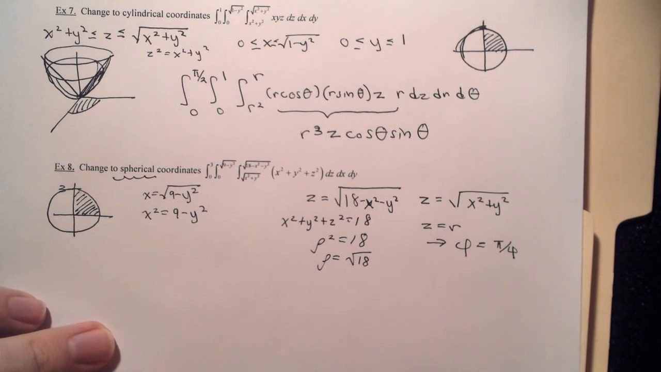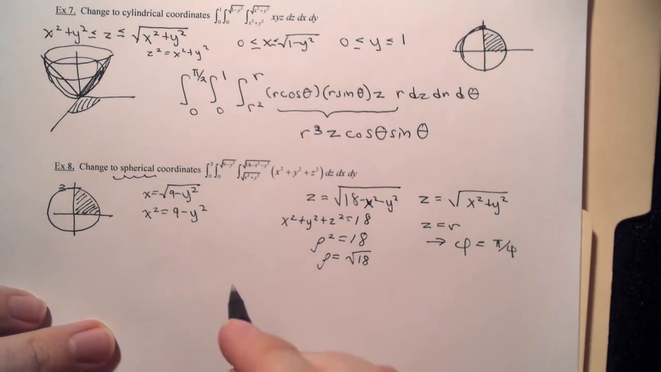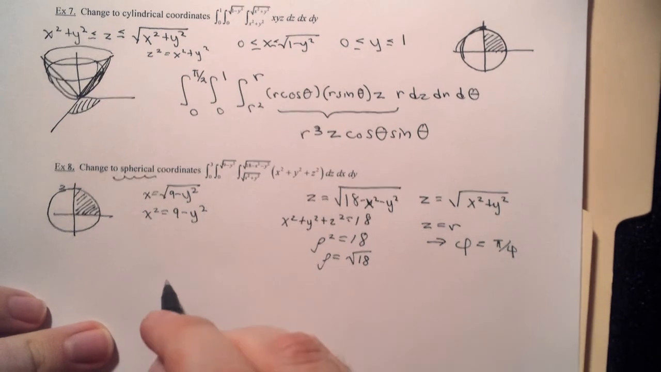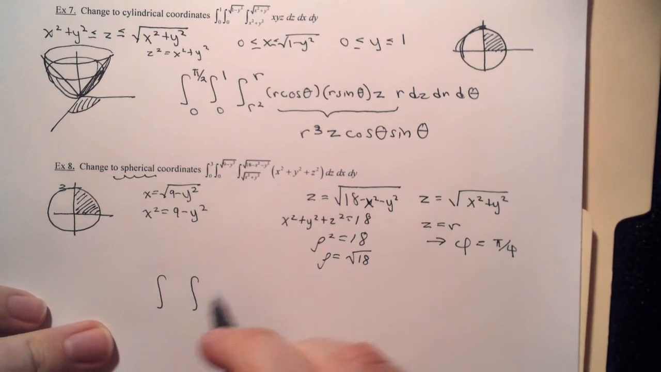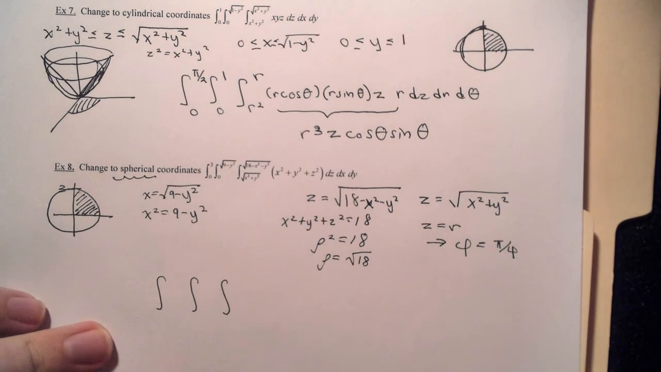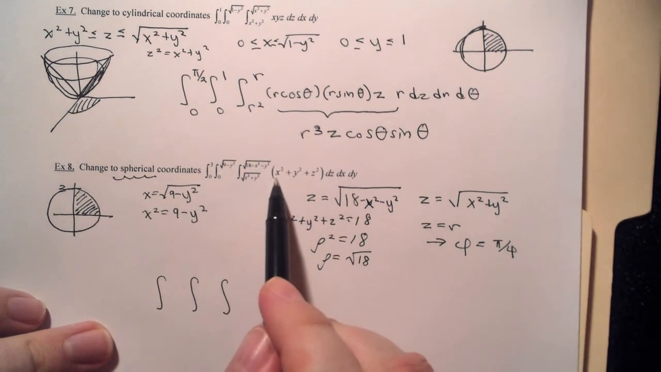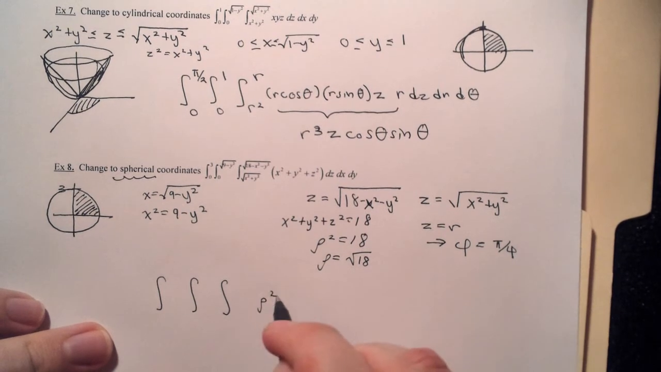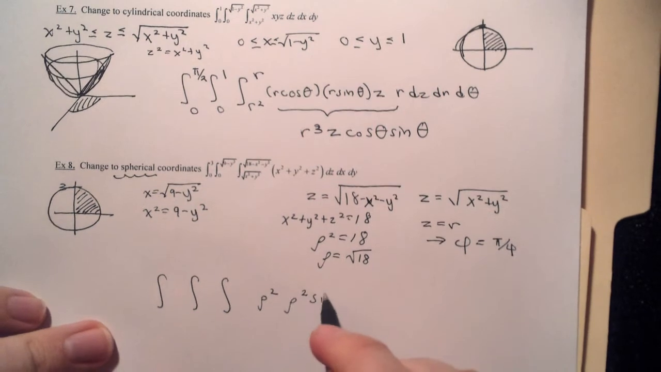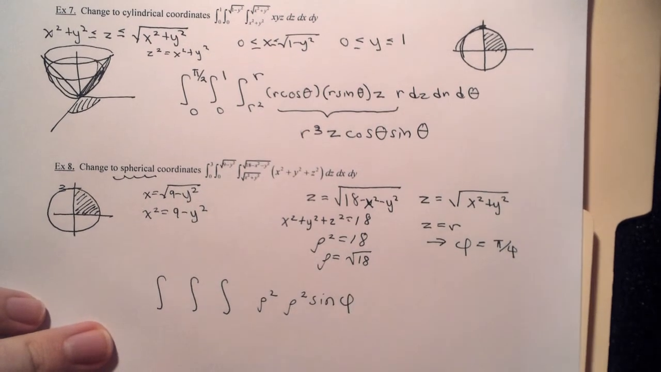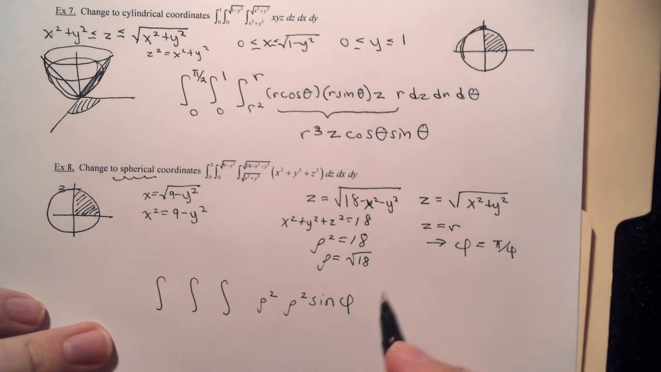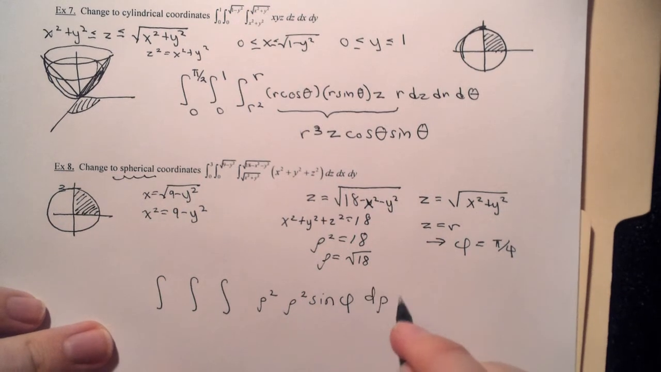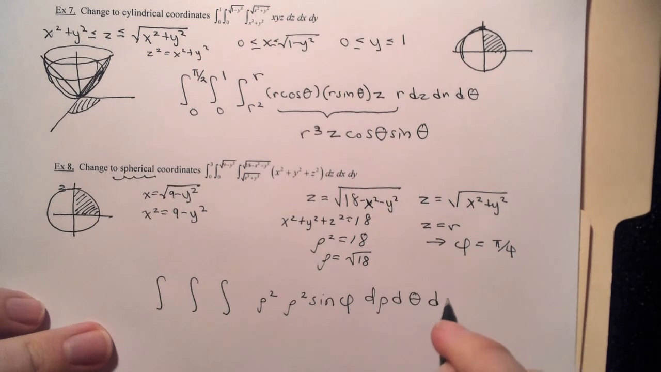So, let's think about this. What will our triple integral be? Inside I have x squared plus y squared plus z squared. That is what rho squared is defined to be. I know I will have that additional conversion, rho squared sine phi, d rho, d theta, d phi.